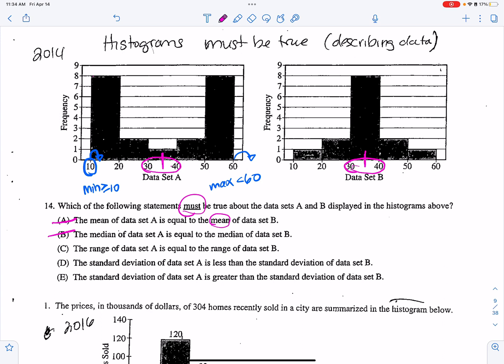The range, we don't know about the range because I said the minimum, same thing. The minimum here is greater than or equal to 10 and the maximum is less than 60. But we don't know where the values are in any of these. So none of these are able.